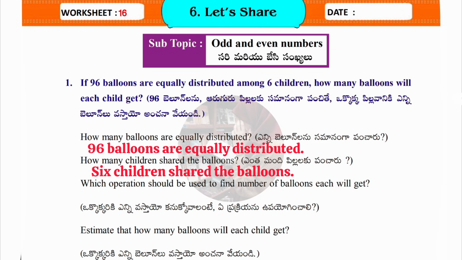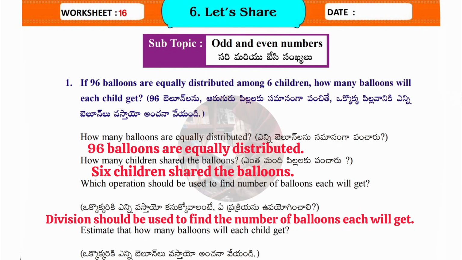Okay. Next, third question is which operation should be used to find the number of balloons each will get? So the answer is division process we have to use, or else write it down, division operation we have to use to find the number of balloons each will get. Okay, next fourth question, estimate how many balloons will each child get. If we do the division, we will get 16 as the answer. So each will get 16 balloons, means 6 children are there. Total balloons are 96. So for each child, 16 balloons will be equally distributed.